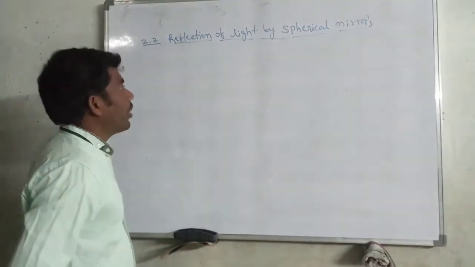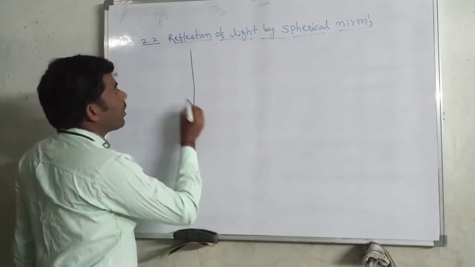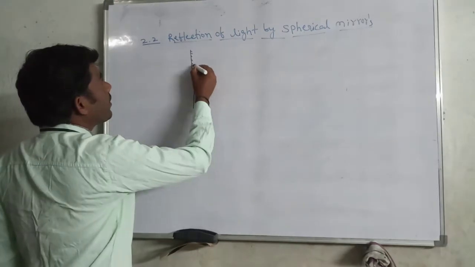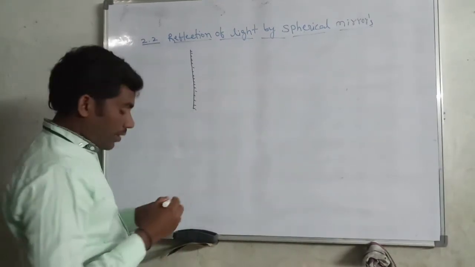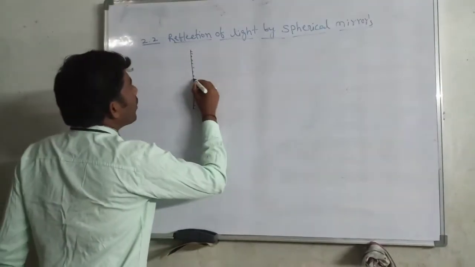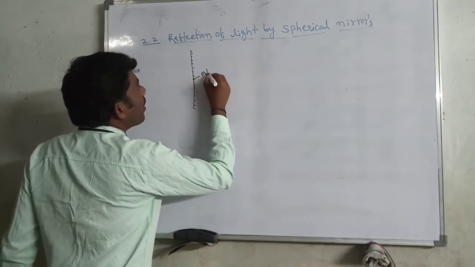We learned about it in previous classes. You learned about a plane mirror. This is indicated like this. This is the plane mirror. See, the center point, taken as the middle one, is in general called the pole.